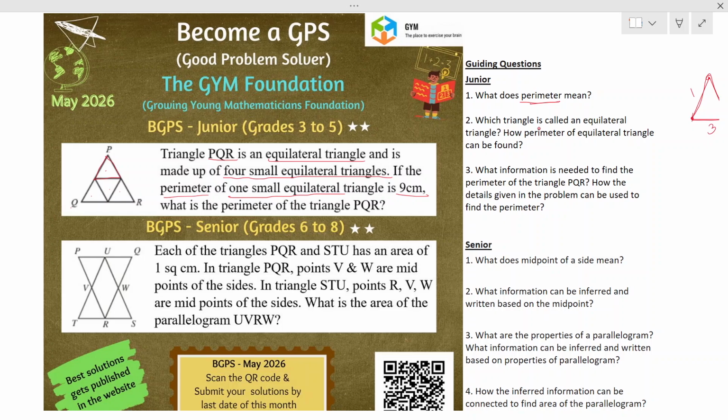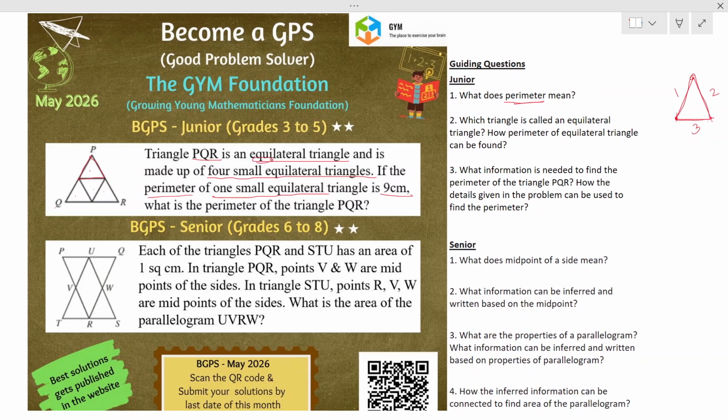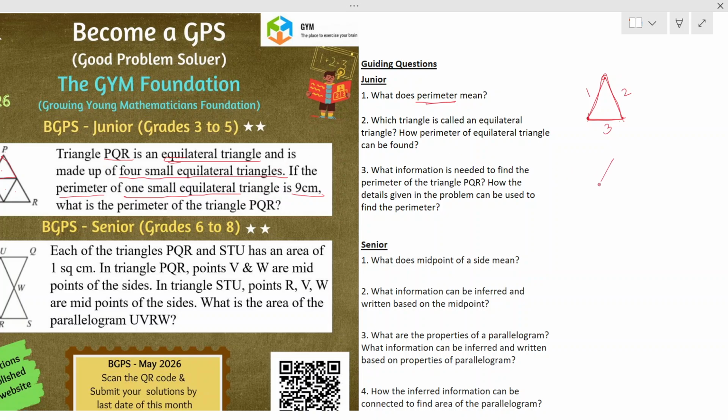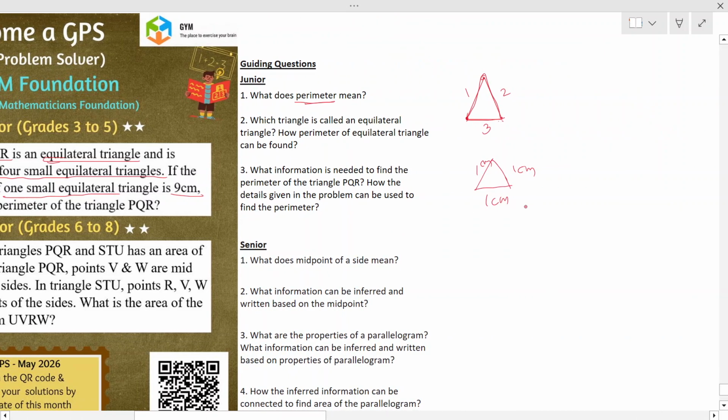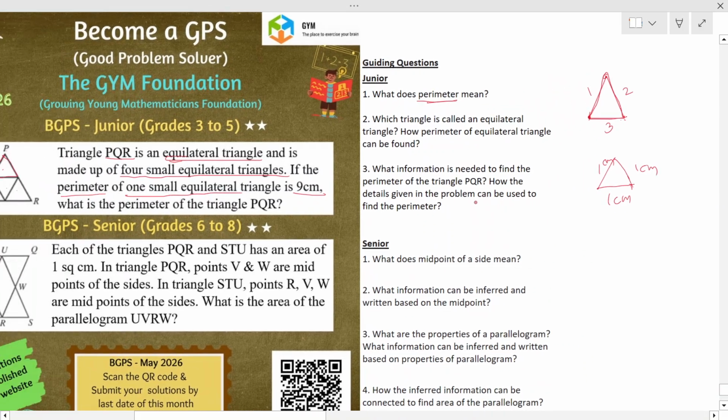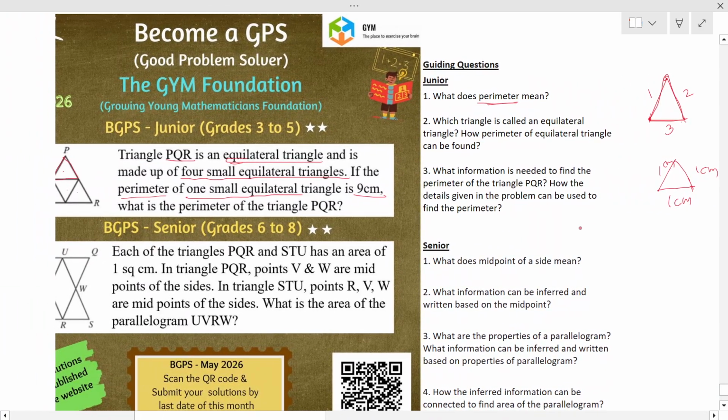Which triangle is called an equilateral triangle? You might know that when the sides of a triangle are equal, for example if all three sides are 1 centimeter, then it is an equilateral triangle. So this is the given detail, and the other given detail is the perimeter of one small triangle. What does perimeter mean? Perimeter is the sum of all the three side lengths. In the smaller equilateral triangle, it is 9 centimeters.